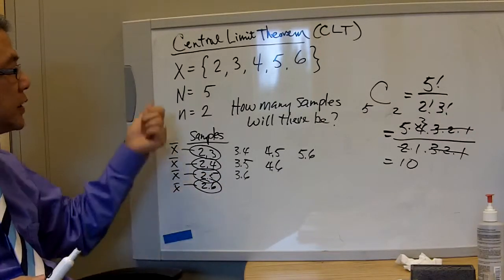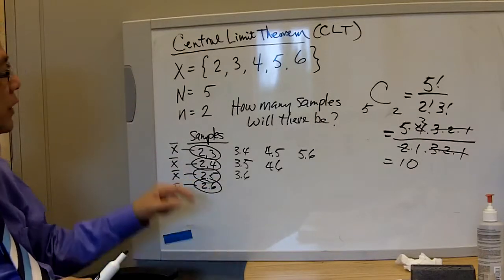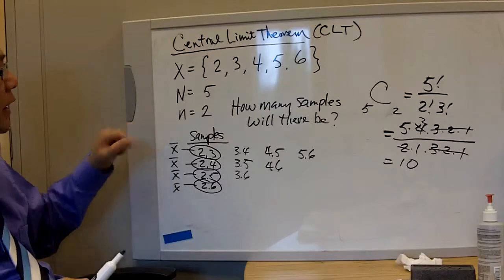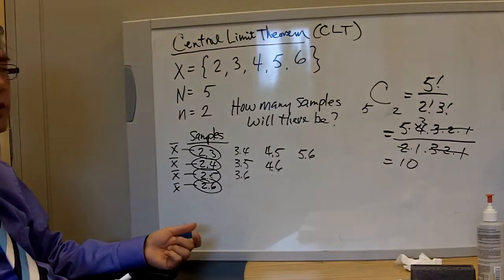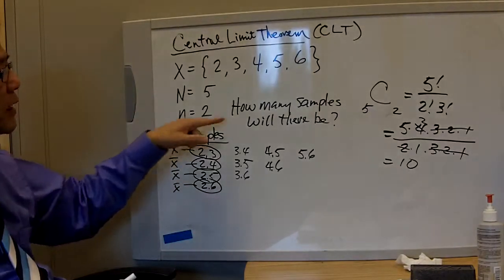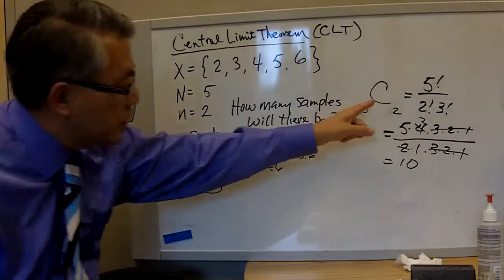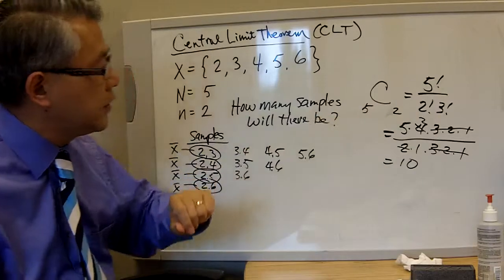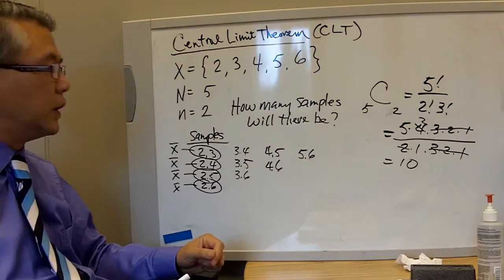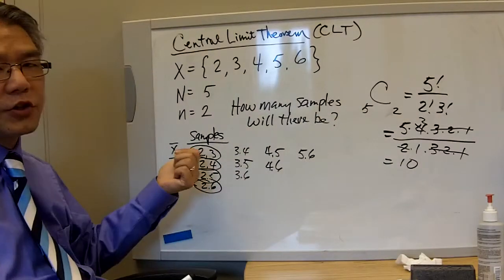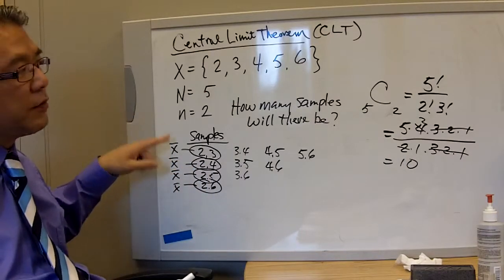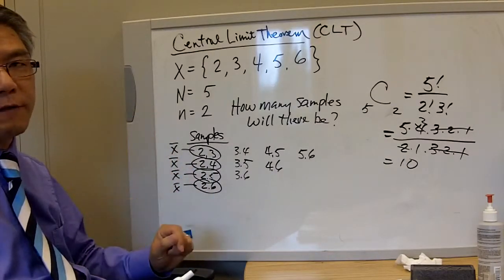In this example we only have 10, but what if the population size is 500 and the sample size n is 30? How many possible samples would there be? The same equation would be used, C 500 30, which would give us an enormous number of samples, and each sample would allow us to calculate an X bar, and as such there would be an enormous number of X bar values.